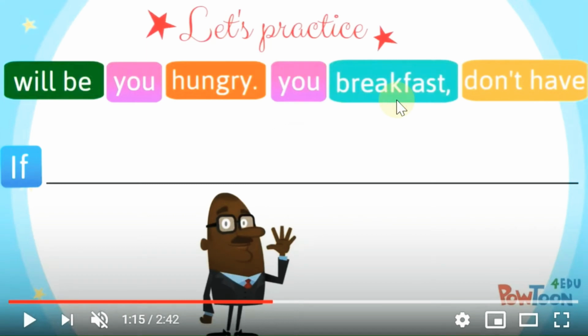Okay, here we have a sentence. I want to give you time to think about it. Let's read it. Will be, you hungry, you breakfast don't have. And there is if. We need to write these words in the correct order to make them a full sentence about the first conditional or if type 1. Okay, I want you to try to do it.